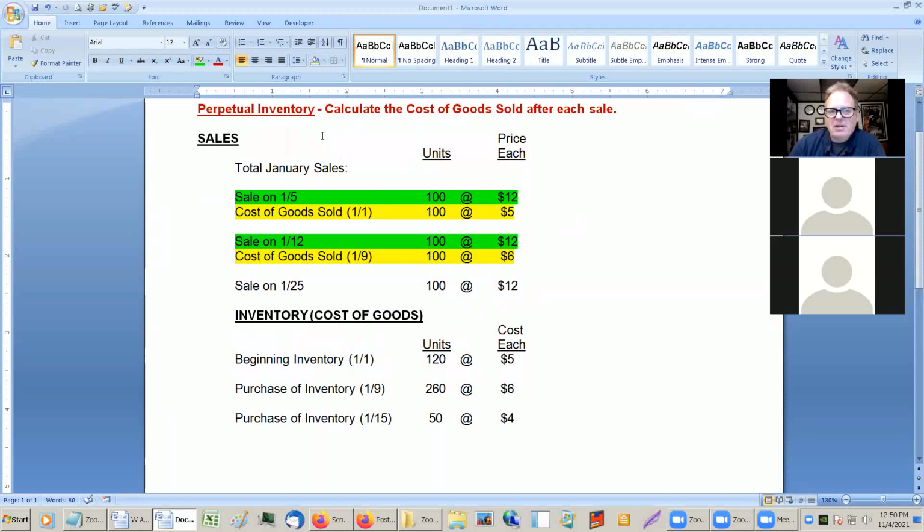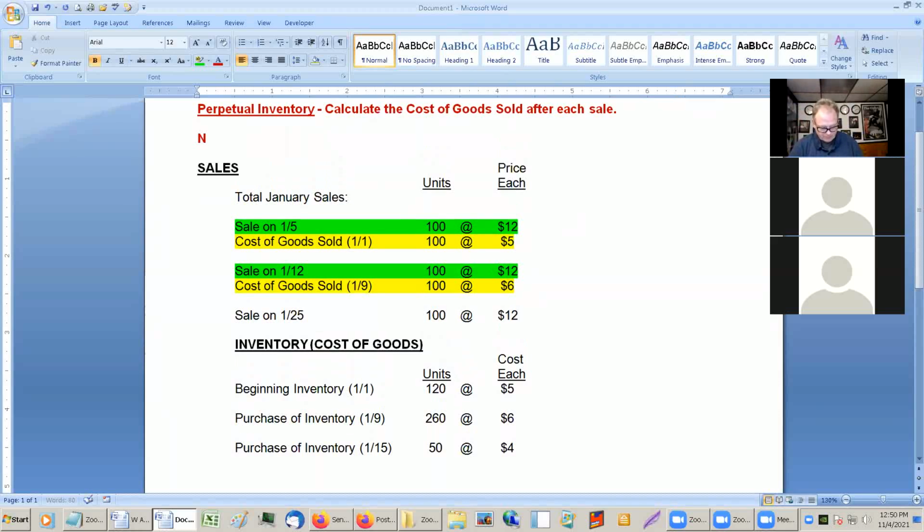Again, this will not be on the test. Maybe I'll put a multiple choice question that just asks what this is or something like that. But there's not going to be a problem like this.